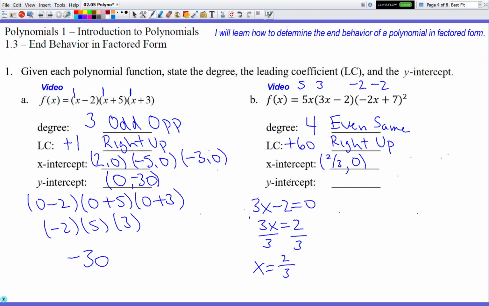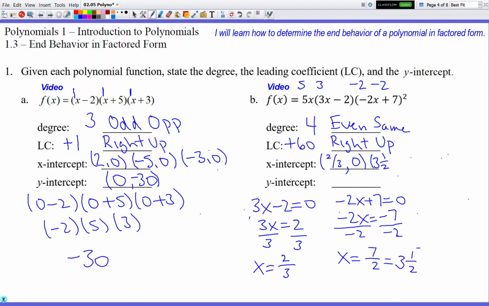Negative 2x plus 7. So let's set that guy equal to 0. Negative 2x plus 7 equals 0. So you get negative 2x equals negative 7 because you're going to subtract 7 on both sides. Divide by negative 2, divide by negative 2. So you get x equals 7 over 2. Or you can call that 3 1/2. Okay, so I got my second coordinate, 3 1/2, comma 0. Okay, and we got one more.